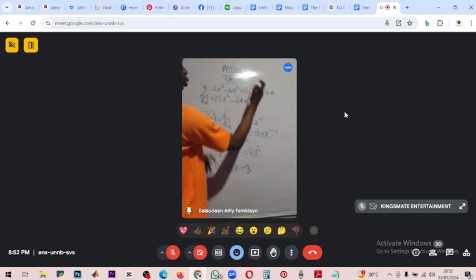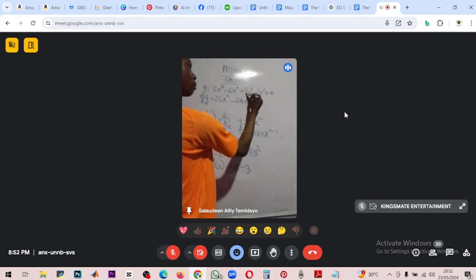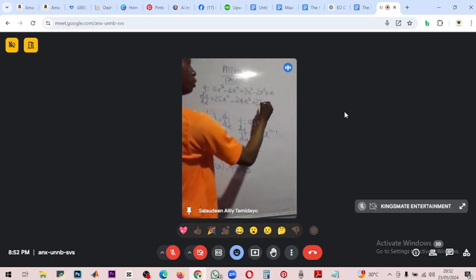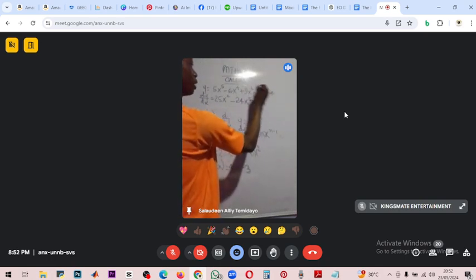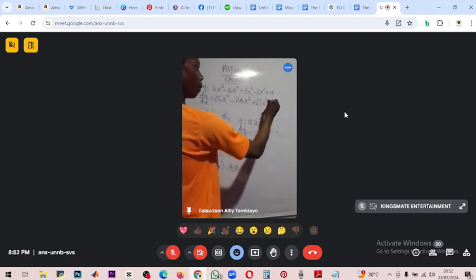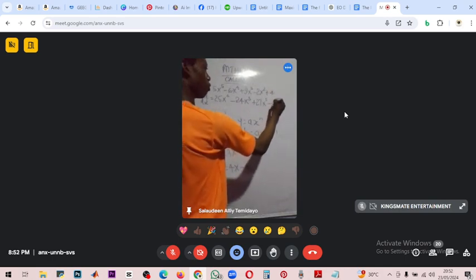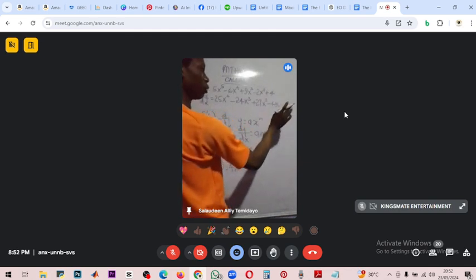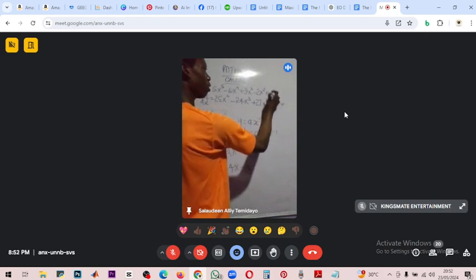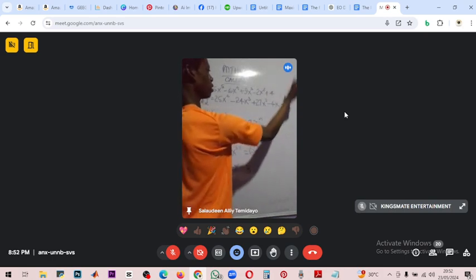Plus 9x cubed. The 3 now multiplied by 9, 27x raised to power 3 minus 1. Minus 2x squared. The 2 multiplied by this 2, that is 4x raised to power 2 minus 1. That is another one. Plus all constants in calculus gives 0.